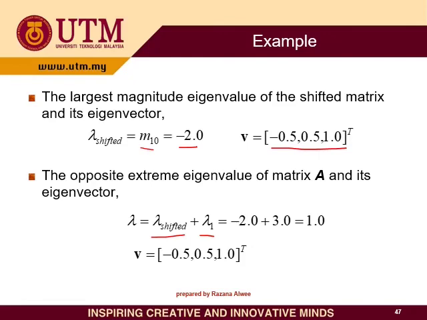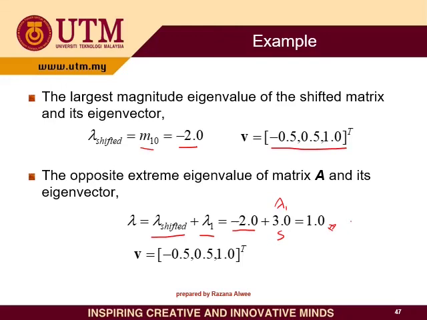This is the eigenvalue of the shifted one, and this is the lambda 1, or the S, the shift that we applied in the second step. So when you add them, -2.0 plus 3, you will have your answer. The lambda for the shifted power method, the answer for this question, is 1.0. This is the eigenvalue for this question. Don't forget to do this last step.